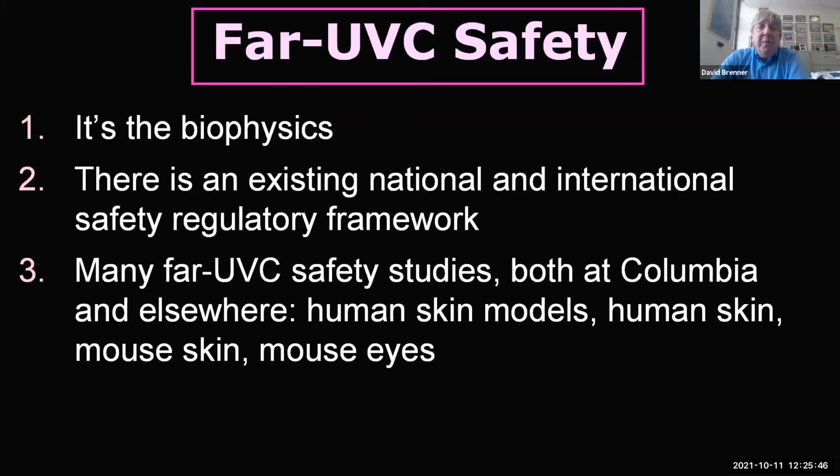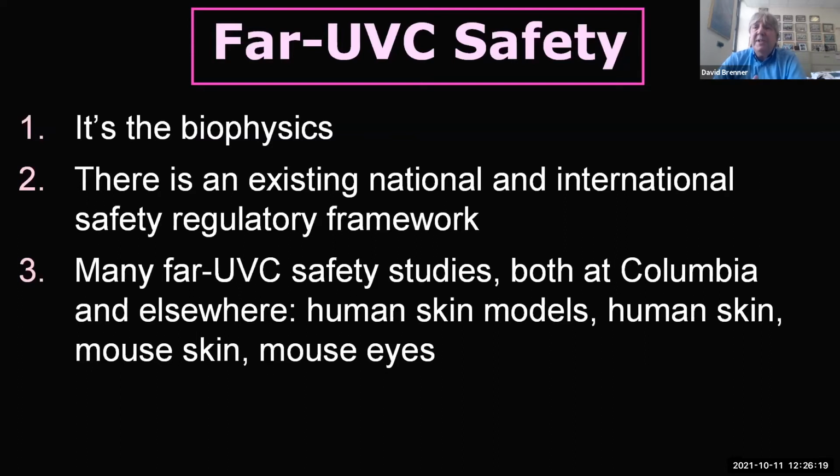The second argument is, well, actually, there is an existing regulatory framework that's been around for many decades, and we are not proposing, and never would propose, that we should go above those regulatory limits. So whatever we propose is going to be within the current regulations of how much UV light at a particular wavelength people can be exposed to. So that's the second argument.